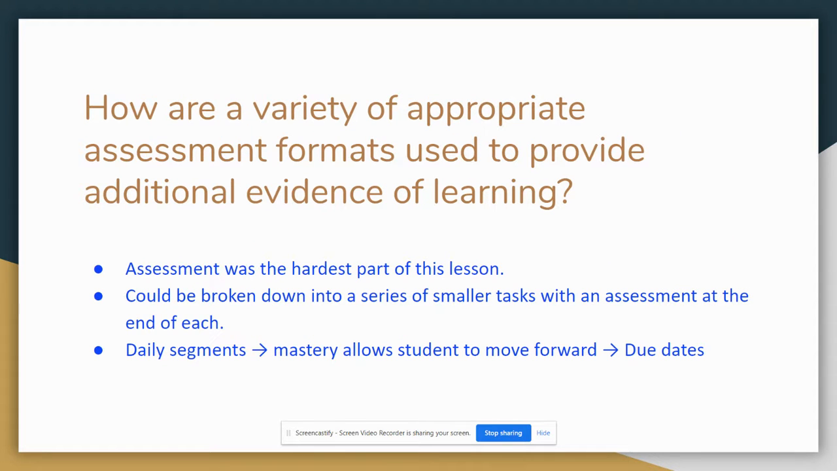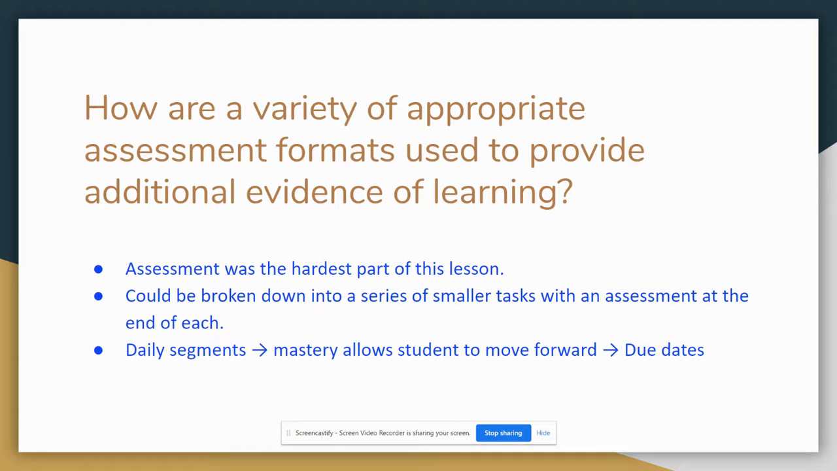How are a variety of appropriate assessment formats used to provide additional evidence of learning? Assessment was the hardest part of this for me. It could be broken down into a series of smaller tasks with like a mini assessment at the end of each. That way you wouldn't get to 100 cells if you were messing up on the first 25.